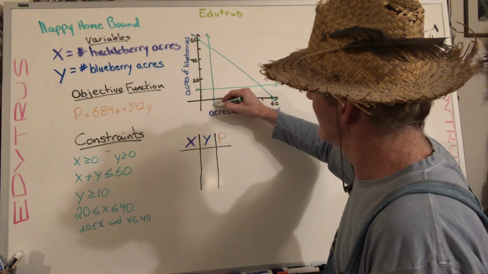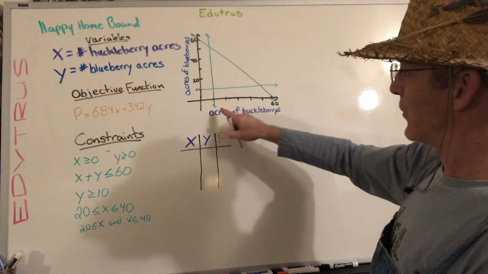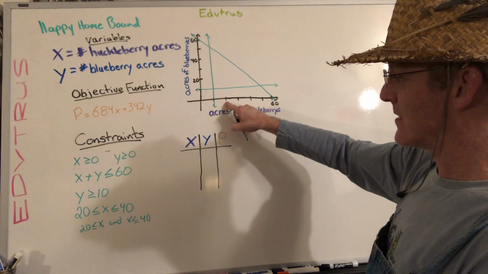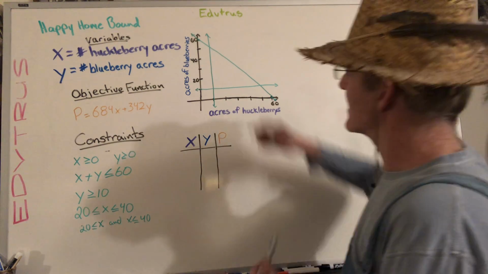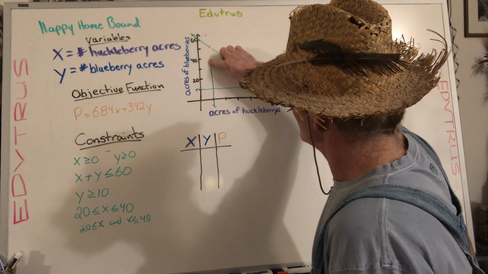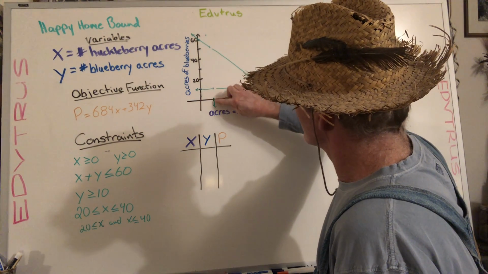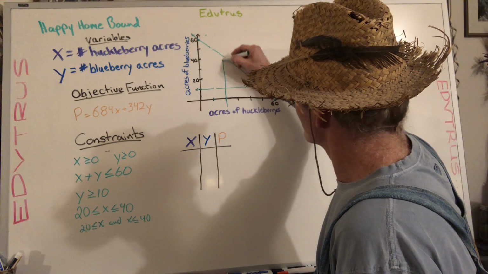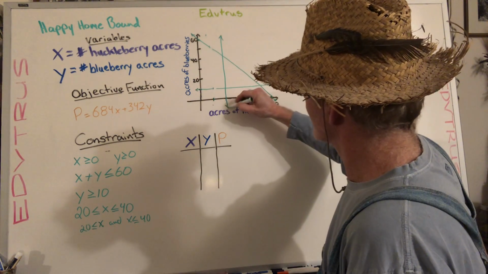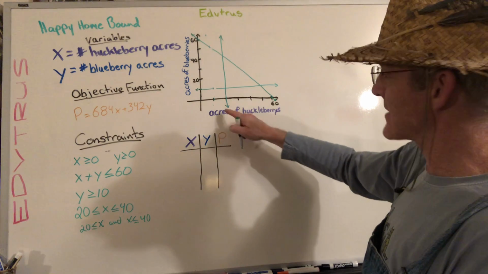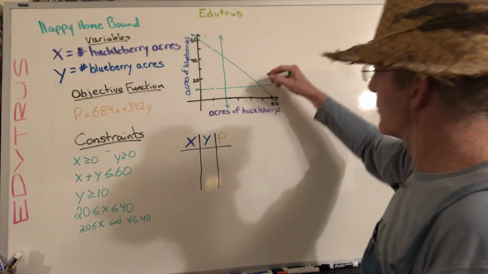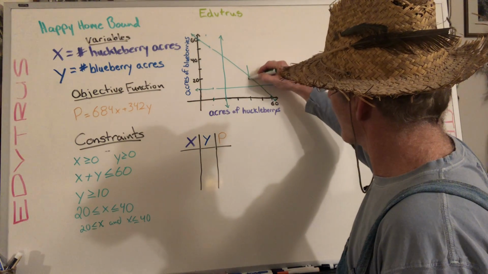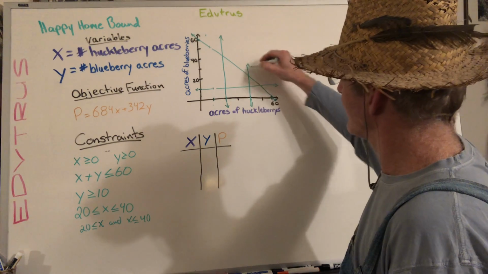like so, and less than or equal to 40, let's see, 10, 20, oops, wrong place. It's the finger eraser, right? It's here, isn't it? Okay, and then less than or equal to 40, 10, 20, 30, 40, it's right about there.